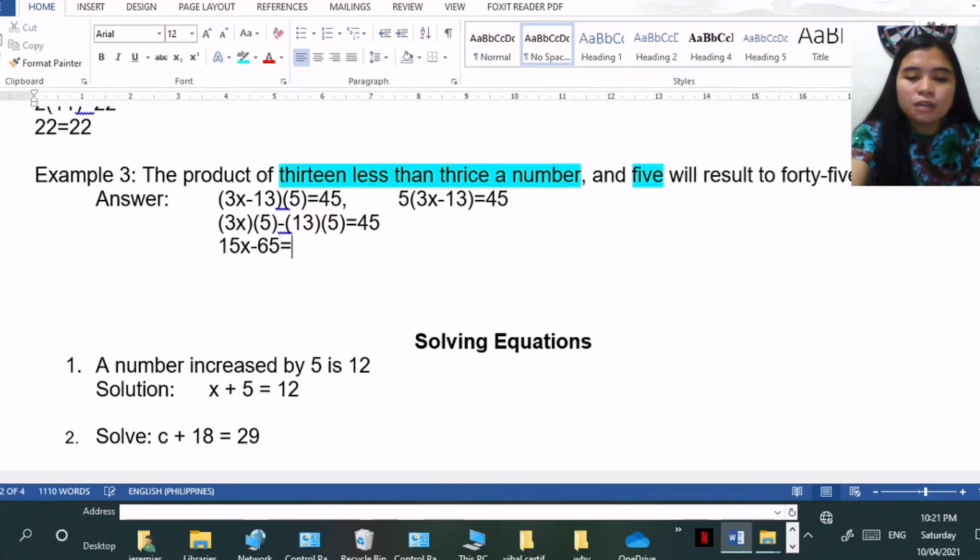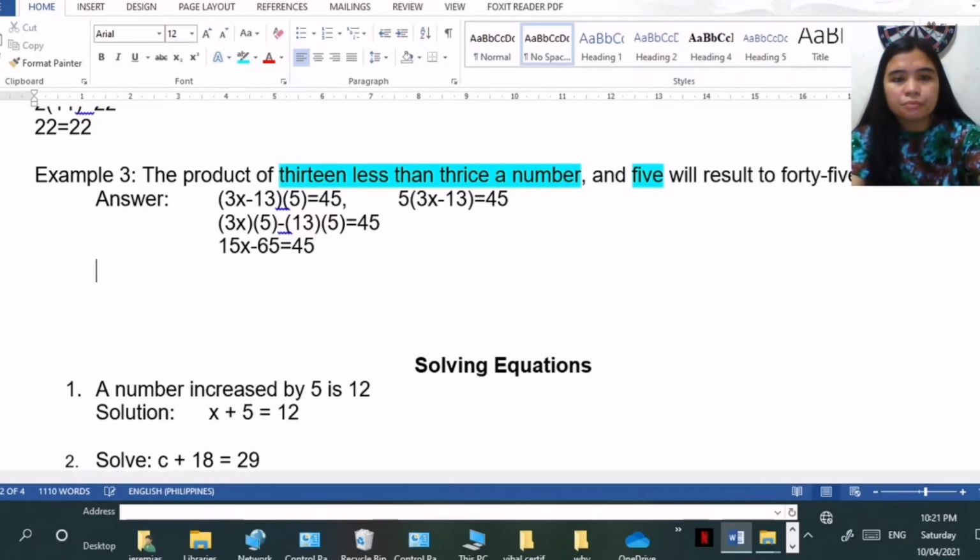And then, copy equal, and then copy 45. Ayan. Now, sabi ko ulit, kailangan maiiwan yung may variable sa kabilang quantity. Okay po. So, dahil 15 yung may variable, which is 15x, dapat maiwan lang dyan yung 15x. Ayan. So, copy lang muna natin.